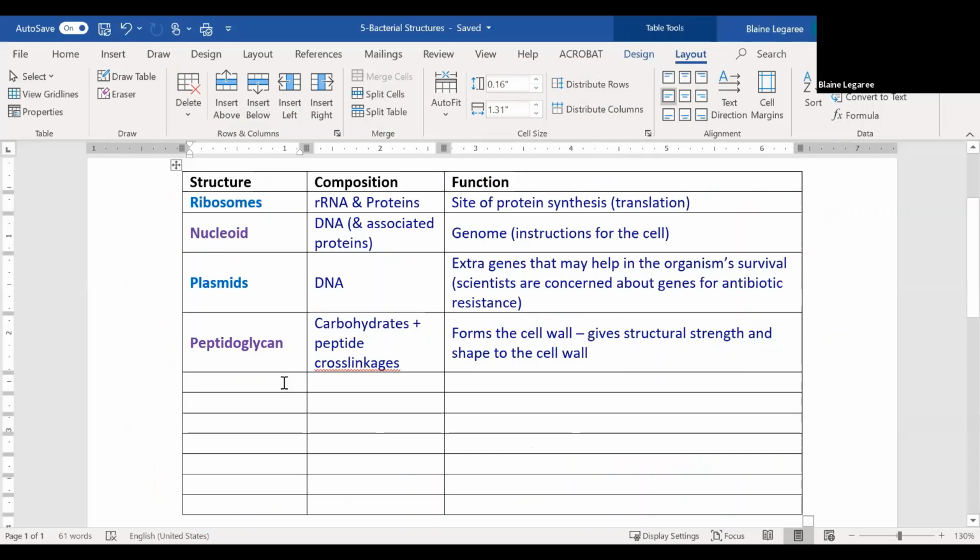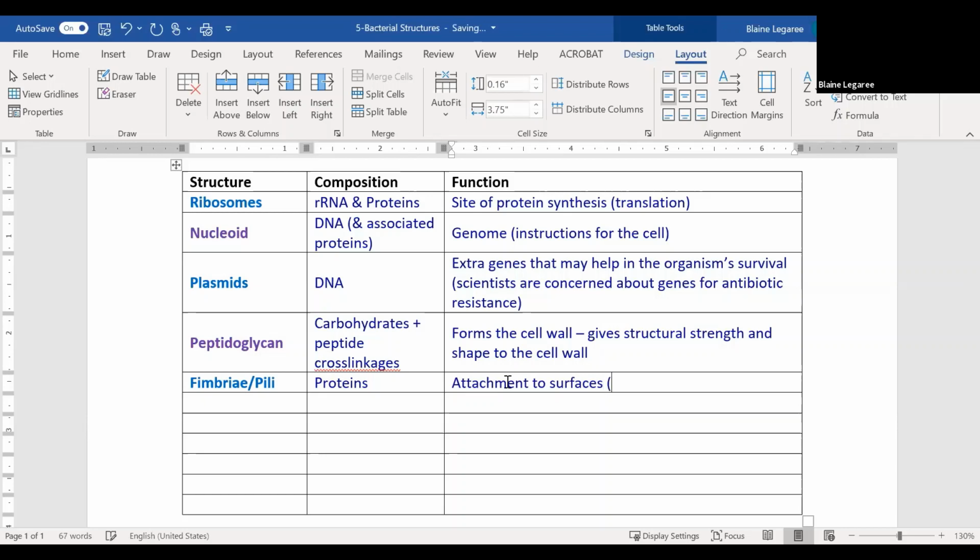Okay, so I'm going to write a note about the fimbriae and the pili. So here we go. We've got fimbriae and pili. And remember, pilus means one. A lot of these things, i is usually plural, and us is singular. So what are these things made of? These are made of proteins. And what is the function? The function is attachment to surfaces.